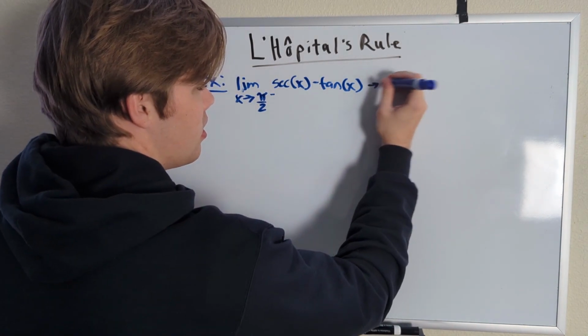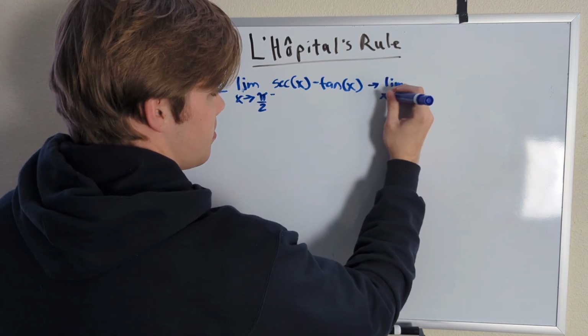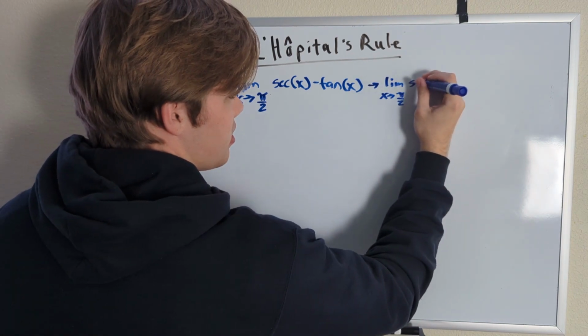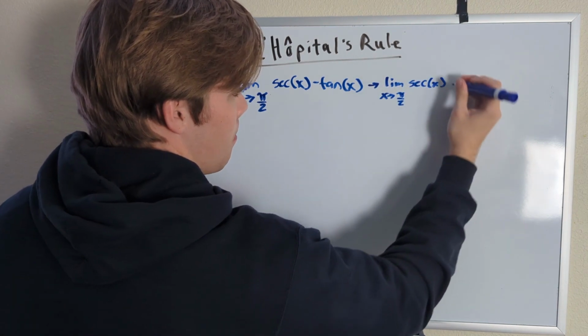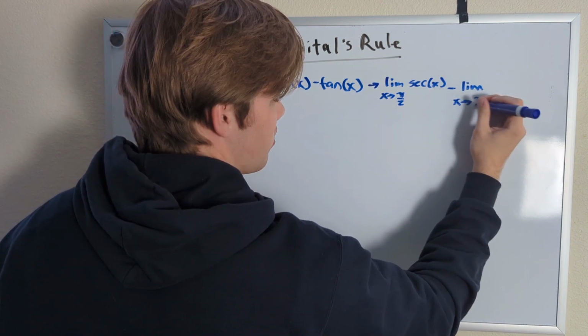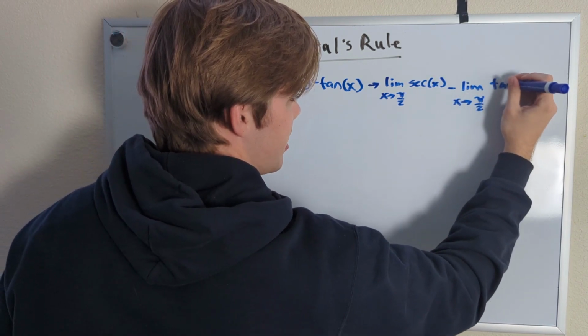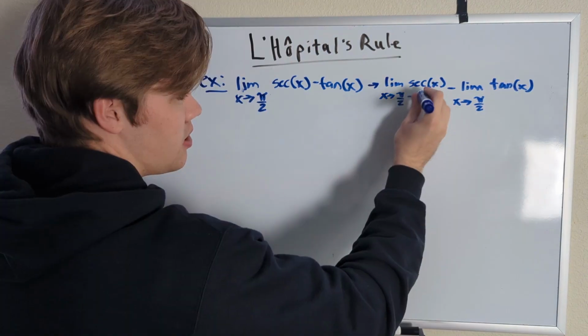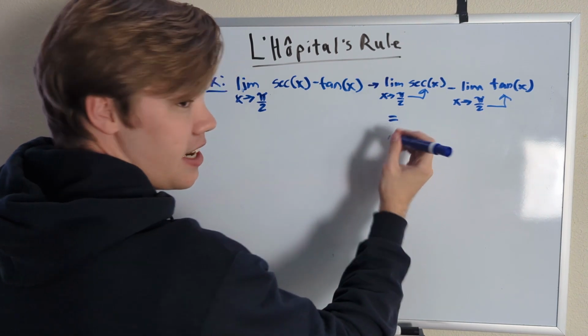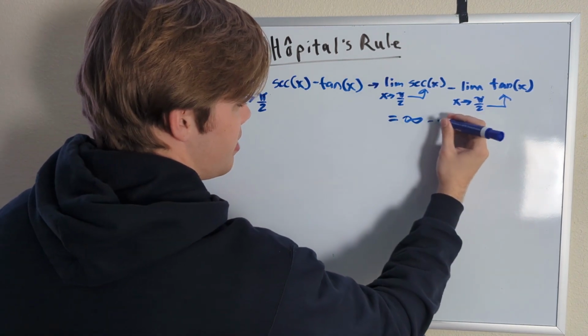We end up getting the limit as x approaches pi over 2 of secant x minus the limit as x approaches pi over 2 of tangent x. Of course, if we plug in our pi over 2 into both of these, we'll end up getting an indeterminate form. This is equal to infinity minus infinity.